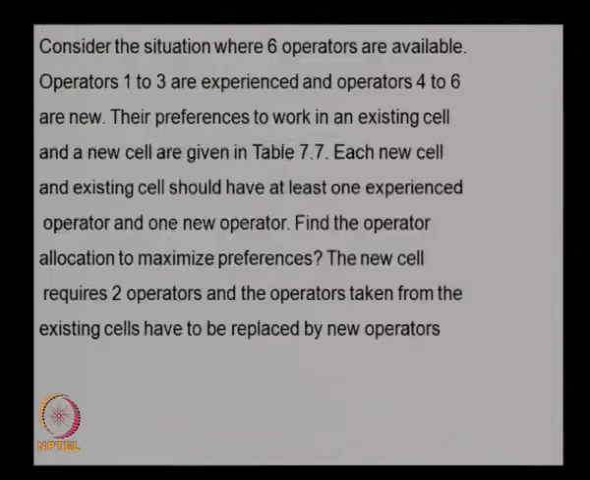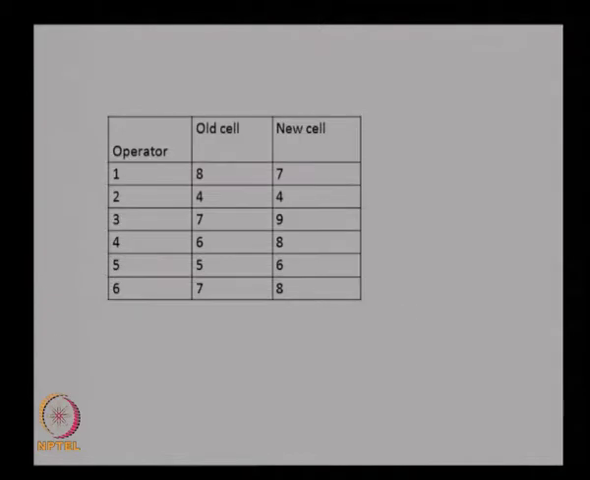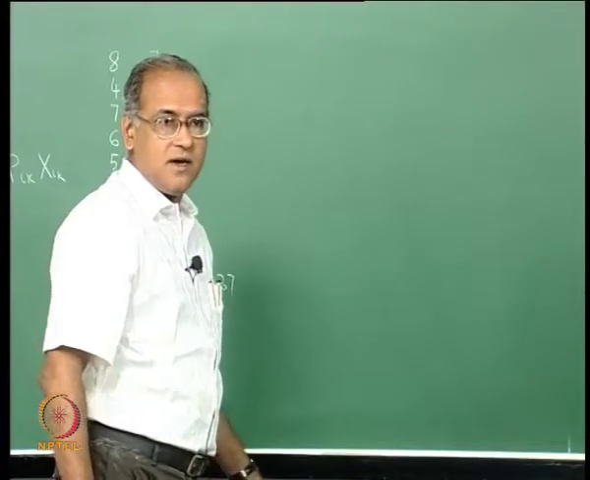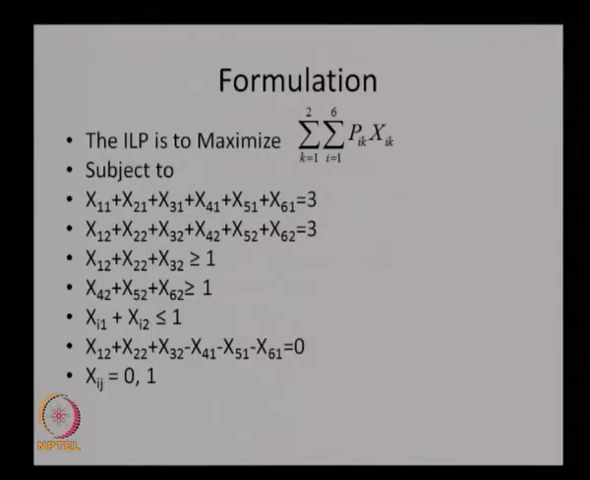So, when we solve this present formulation, once again we have the same data that is given here. 6 operators are available, 1 to 3 are experienced, 4 to 6 are new, and so on. This is the same operator preferences that we used, but if we put an additional restriction, we have a formulation which will look like this. Maximize the sum of preferences.